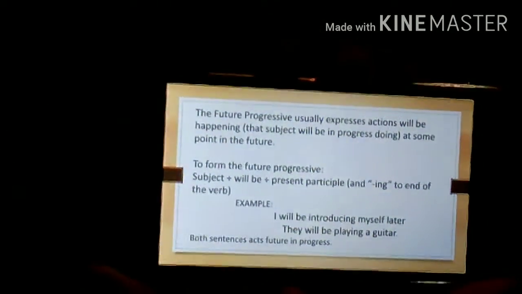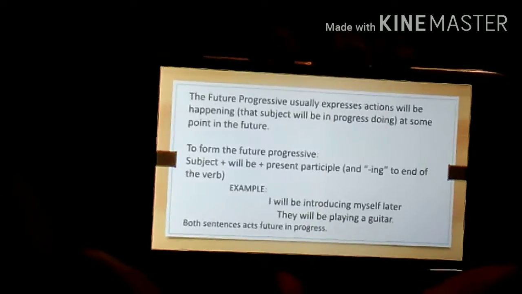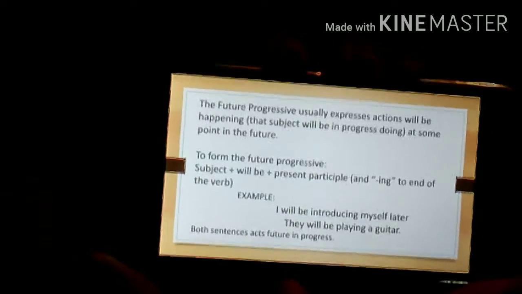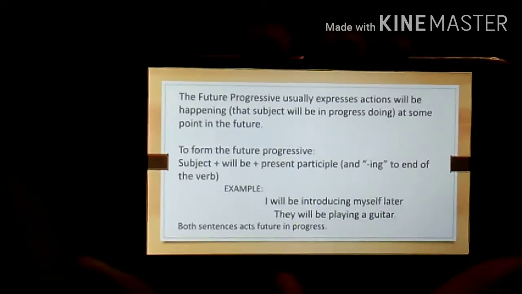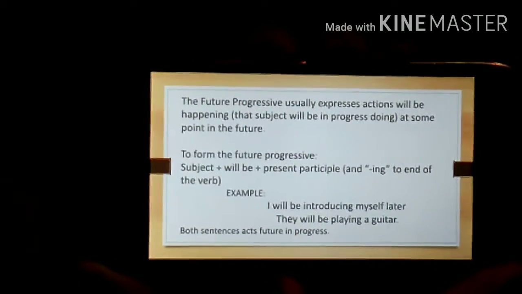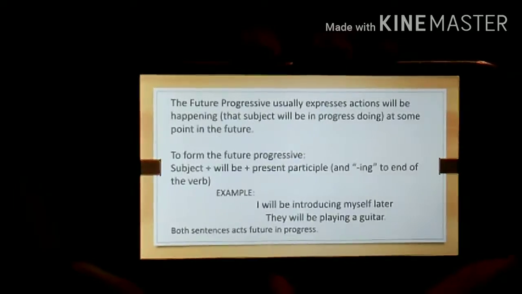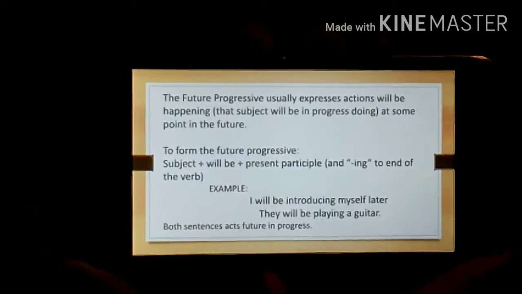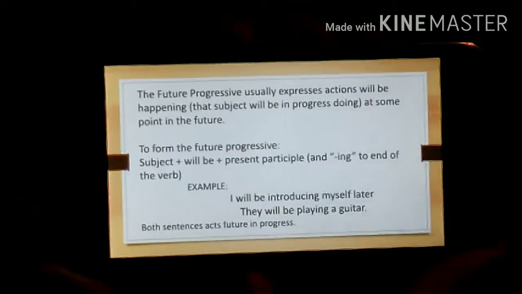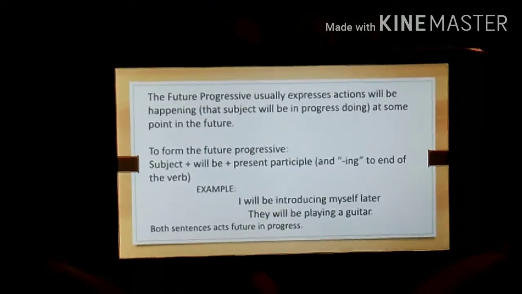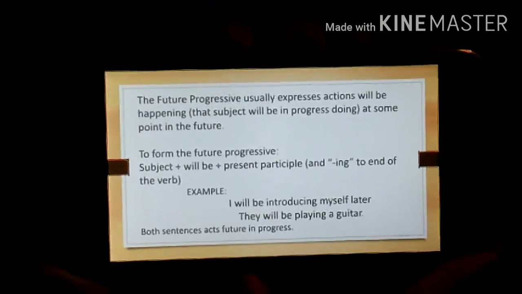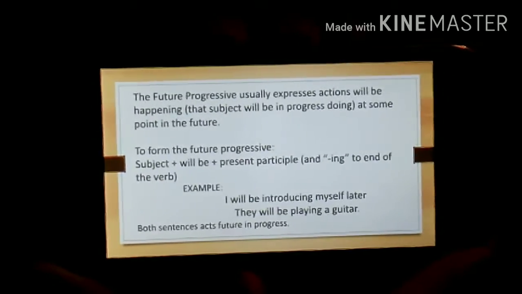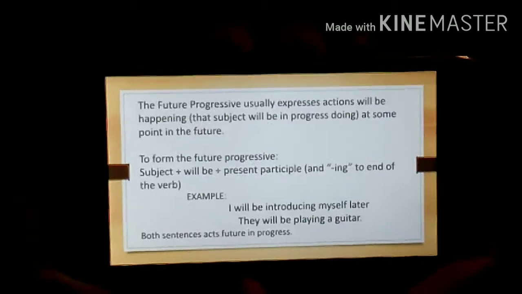Next, the future progressive usually expresses actions that will be in progress at some point in the future. To form the future progressive, it should be subject plus will be plus present participle plus ing to the end of the verb. Example: I will be introducing myself later. I is the subject plus will be plus the present participle, which is introduce, plus ing, and so I will be introducing myself later.